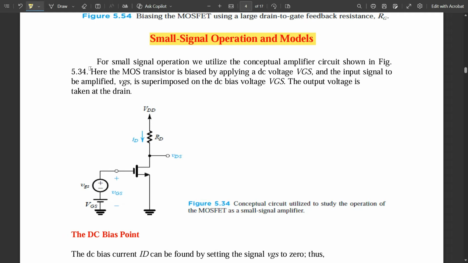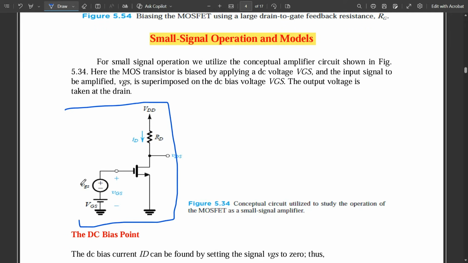So let's start now. For small signal operation, we utilize the conceptual amplifier circuit as shown in this figure here. Okay, so this is that conceptual amplifier circuit for a simple MOSFET. As I've told you, a MOSFET consists of three terminals mainly, that is drain, gate, and source terminal. We have one more terminal, that is called the body terminal. Okay, so that won't be coming into the picture with respect to the MOSFET amplifier circuits.